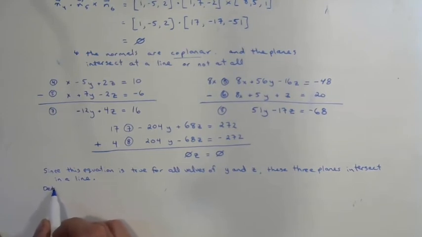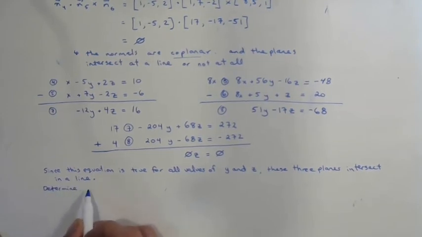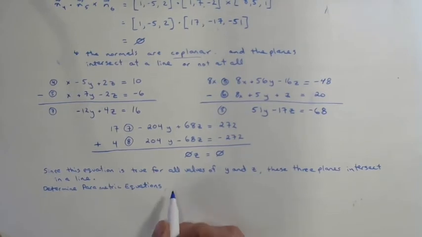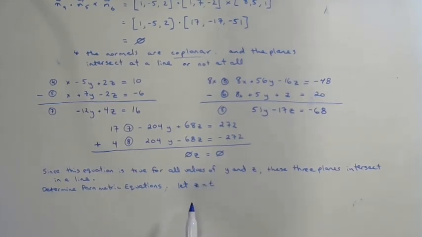So our step here is to determine parametric equations for this line. We're going to let z equal t. That's going to allow us to express each of our coordinates in terms of t.